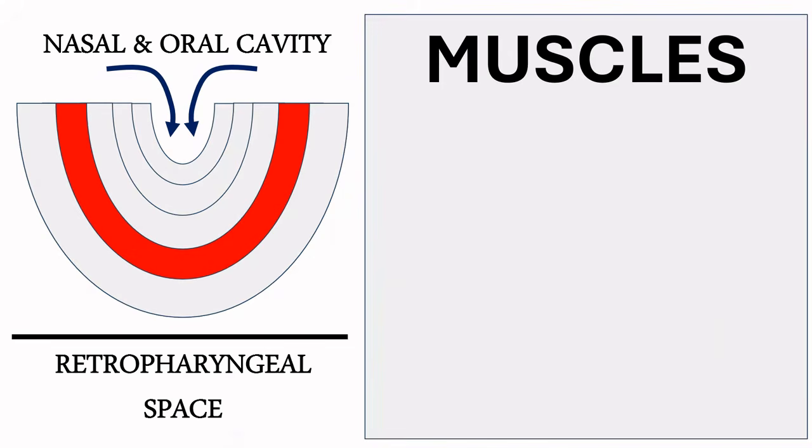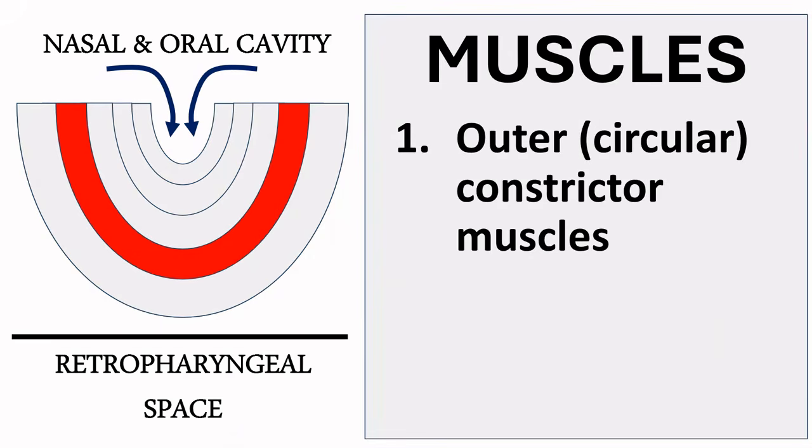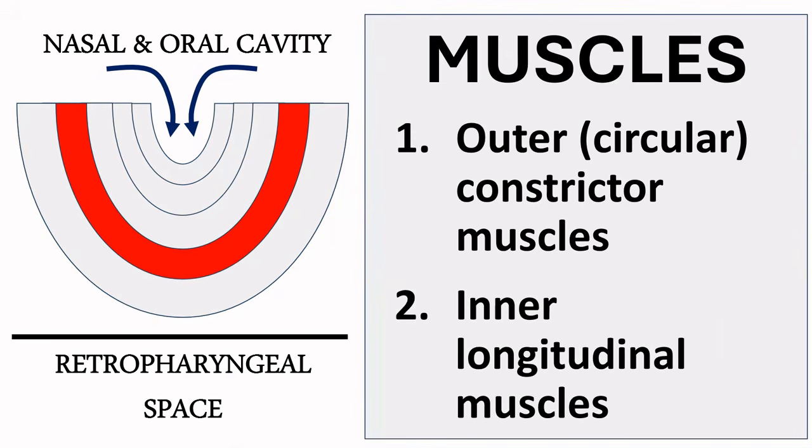Okay, let's now talk about the muscular layer because the pharynx is, as said, a muscular tube after all. In the muscular layer, we find two types of muscles. The outermost muscles are the so-called outer circular constrictor muscles. And then we have several inner longitudinal muscles, which are located on the inner side of these constrictor muscles.